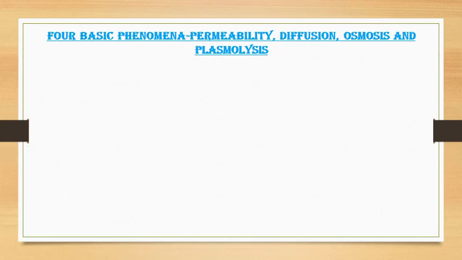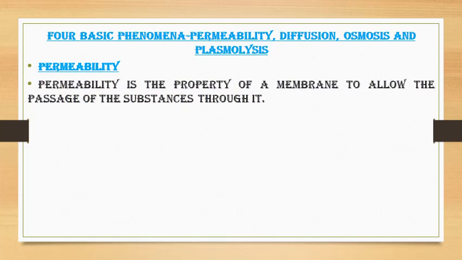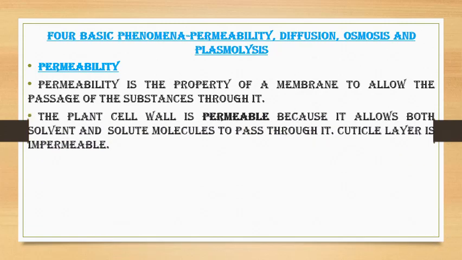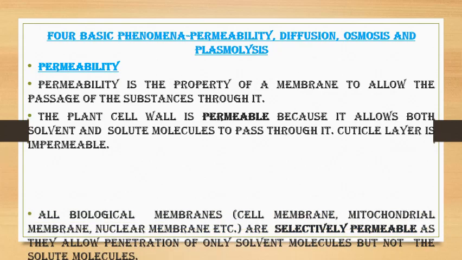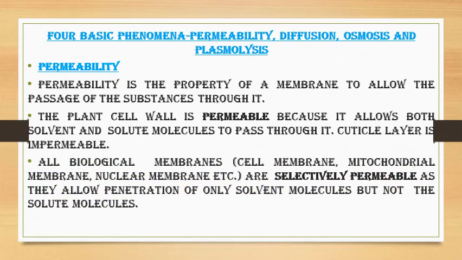Four basic phenomena: permeability, diffusion, osmosis, and plasmolysis. Permeability is the property of a membrane to allow the passage of substances through it. The plant cell wall is permeable because it allows both solvent and solute molecules to pass through it. The cuticle layer is impermeable. All biological membranes, like the cell membrane, mitochondrial membrane, nuclear membrane, etc., are selectively permeable as they allow penetration of only solvent molecules but not solute molecules.